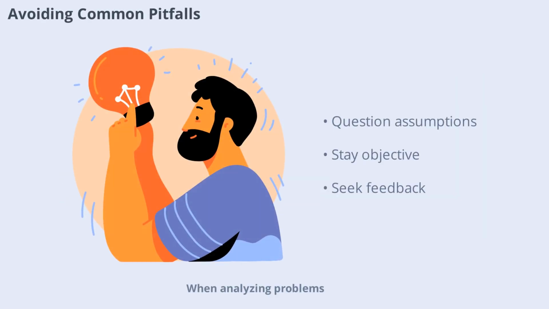In analyzing problems, it's easy to fall into traps like confirmation bias or jumping to conclusions. Stay objective by questioning your assumptions and considering alternative explanations. Be aware of your own biases and seek feedback from others to challenge your thinking. This helps you avoid mistakes and ensures your analysis is as accurate as possible.